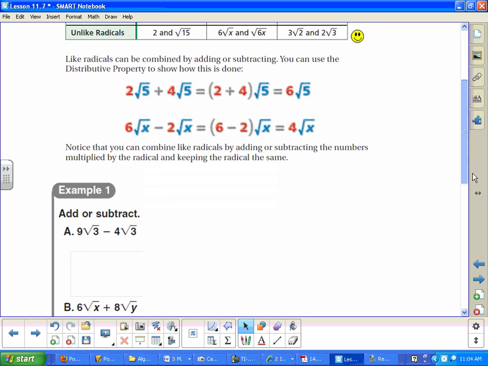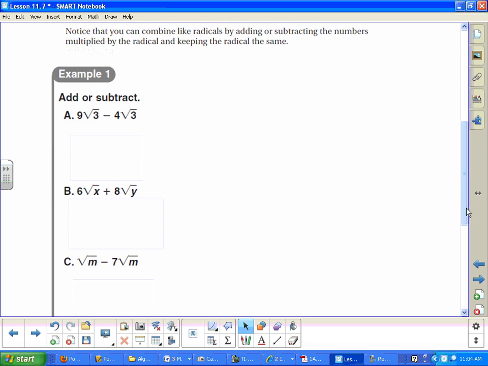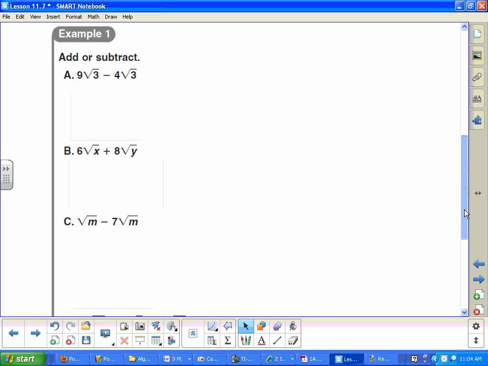Okay? Sometimes we will have to do some simplification to get there to make them look the same, but most of the time we won't have to do that. So letter A, 9 square roots of 3 minus 4 square roots of 3.